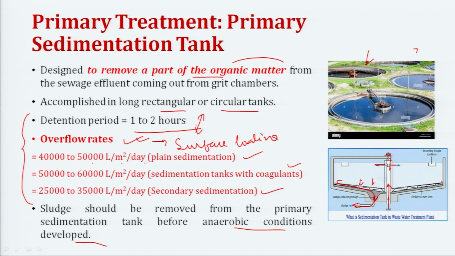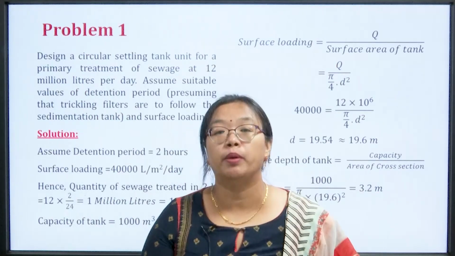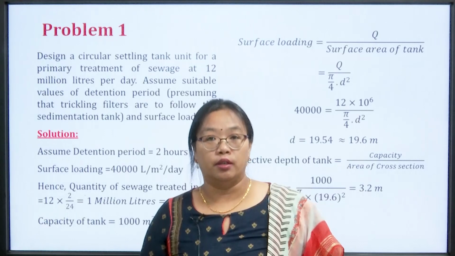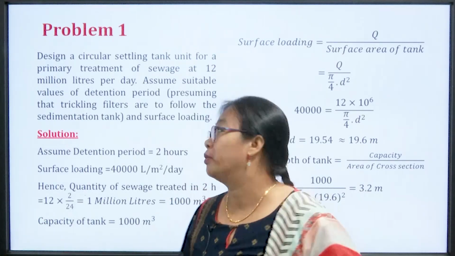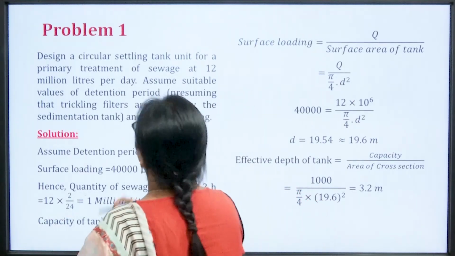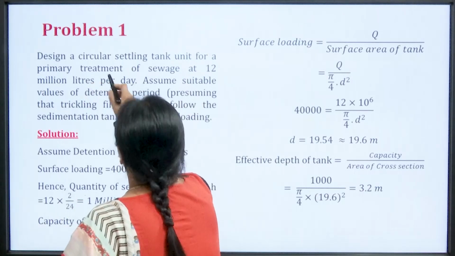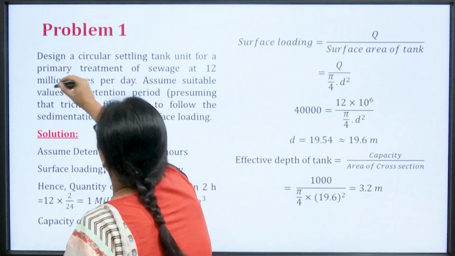Right. So, from your exam point of view, you have to remember this detention period and this overflow rate, because in your exams this may not be given, and you may be told that you can assume all your values, right. So, that assumption has to be nearer, so you have to remember it. So, what is the problem here? Design a circular settling tank unit for a primary treatment of sewage at 12 million liters per day.